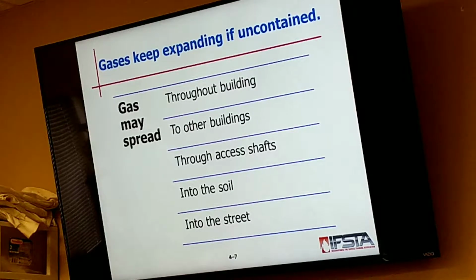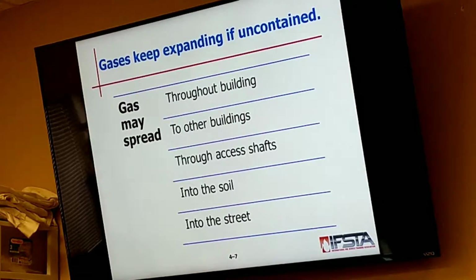As long as gases keep expanding, if they're uncontained, they can move throughout a building to another building. They can go through access shafts, into the soil, into the street. We had a call the other day for a gas leak, and it was actually the frost had pushed up against a T across the street, and it was following the gas line over to the house. Okay? So it does go through the ground.